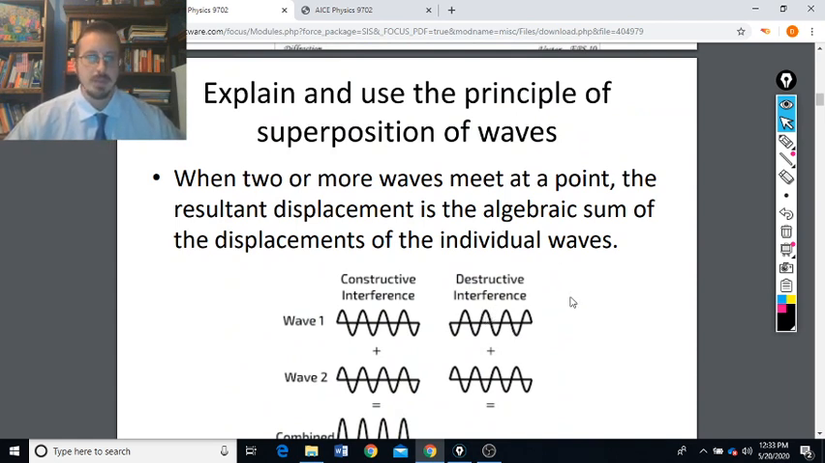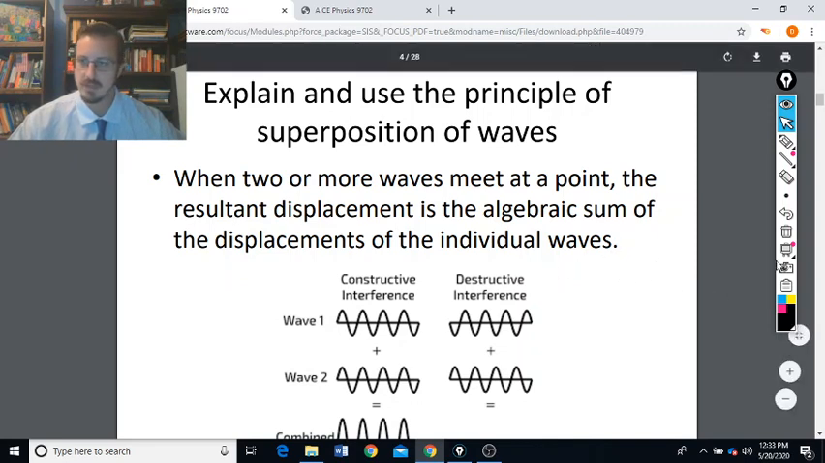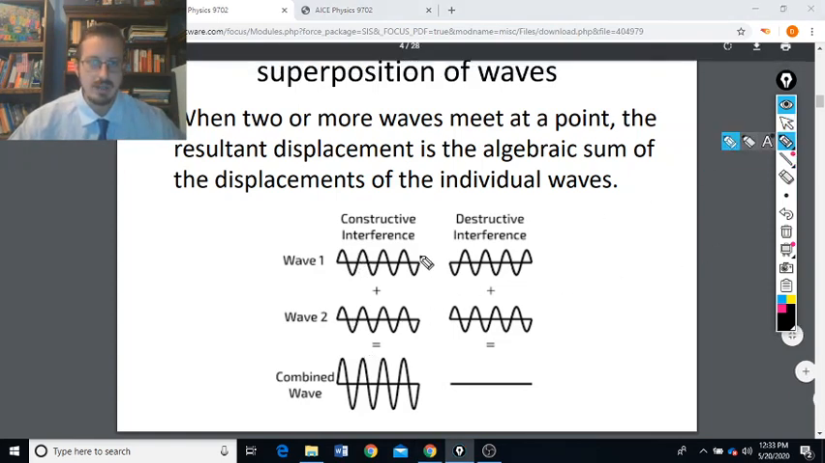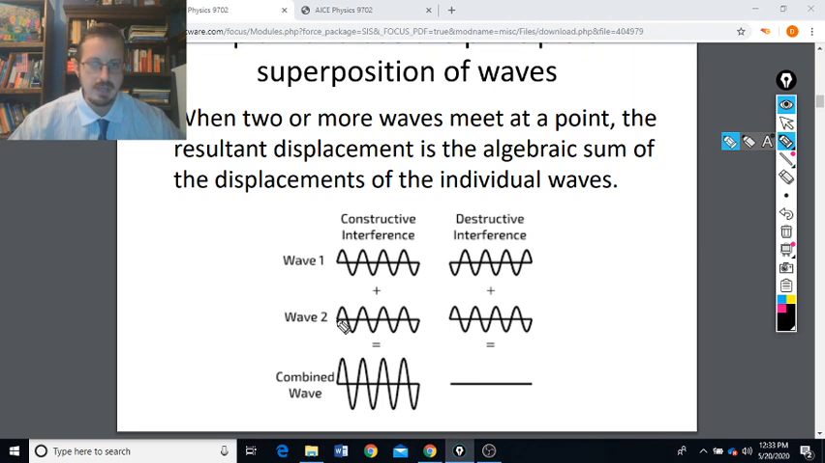Explain and use the principle of superposition of waves. Here we have a good textbook definition of the principle of superposition: when two or more waves meet at a point, the resultant displacement is the algebraic sum of the displacements of the individual waves. If we apply that principle to two waves that meet and are in phase, as in the constructive interference example, each wave begins by rising above equilibrium. So when this crest meets this crest, we get a double crest. The combined wave gives us constructive interference. We're building up, constructing the wave bigger.